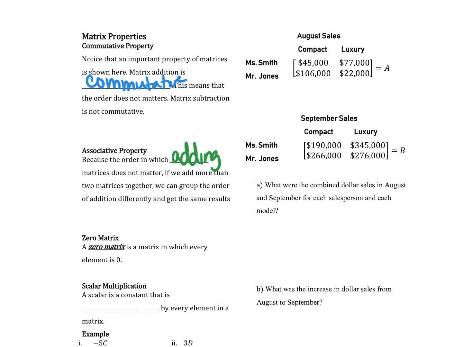If we add more than 2 matrices together, we can group the order of addition differently and get the same results. What that means is this. If I take matrix A and add it to matrix B, then A plus B plus C is equal to A plus B plus C, like this. What is this saying? I can add matrix A and B together first, and then add C to it. That's the same thing as adding B and C together first, and then adding A. That's what the associative property says, all right? Doesn't matter the order we add in.